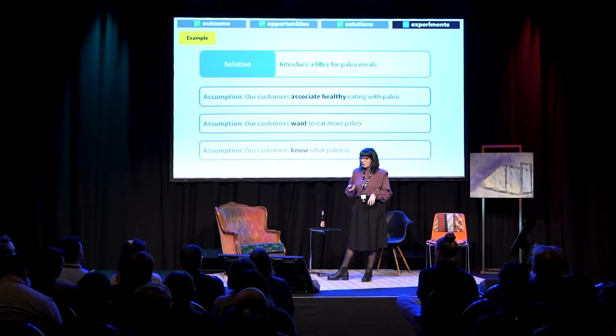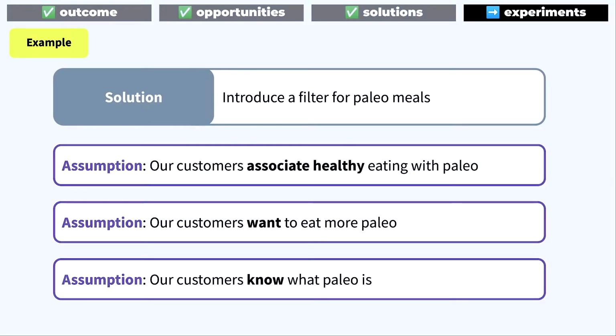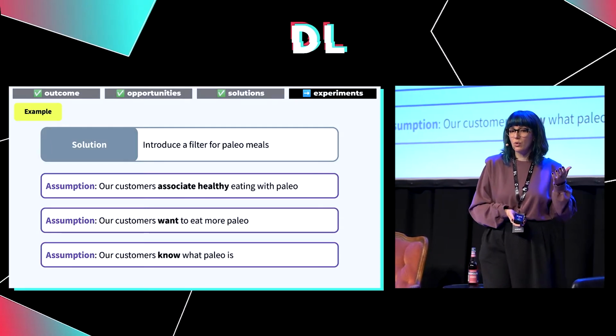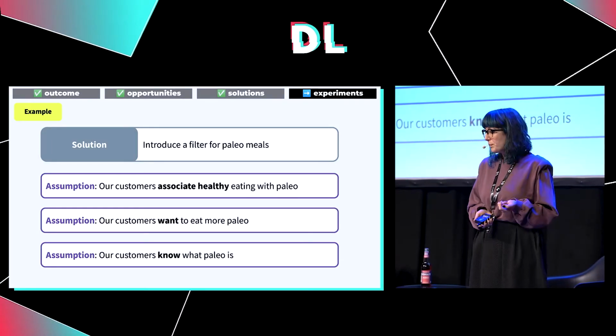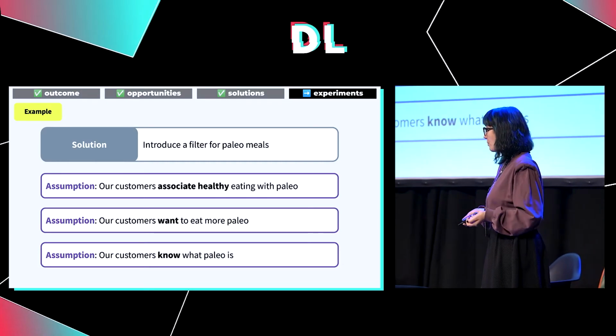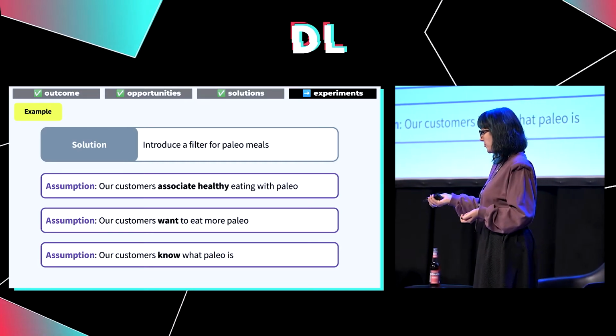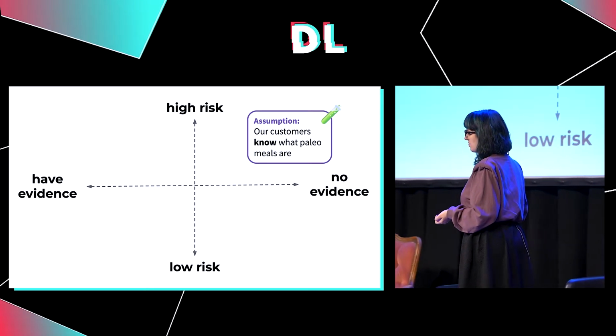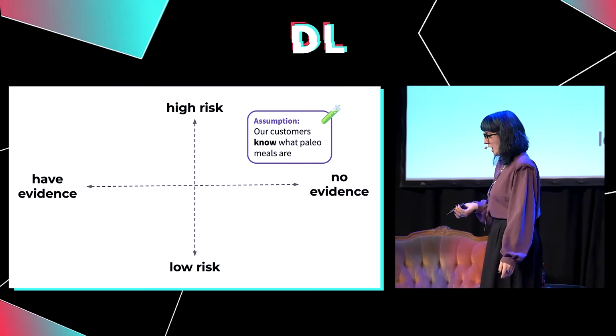So let's uncover the assumptions behind our solution. What has to be true for this idea to succeed? For us, it has to be true that customers associate healthy eating with paleo, that they know they want to eat more paleo and that they know what paleo is. The high risk, no evidence assumption is that customers know what paleo is.